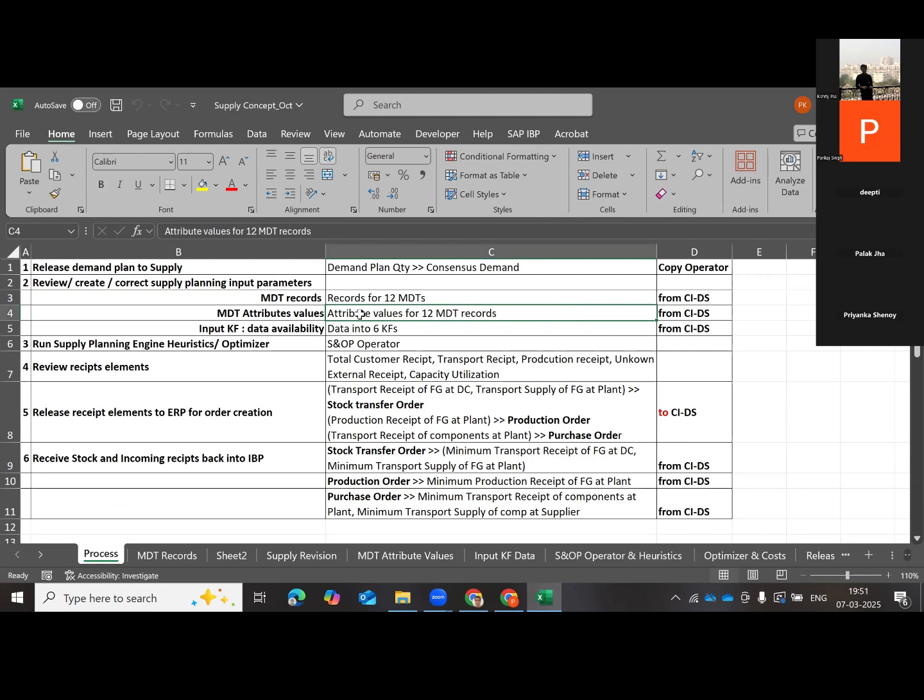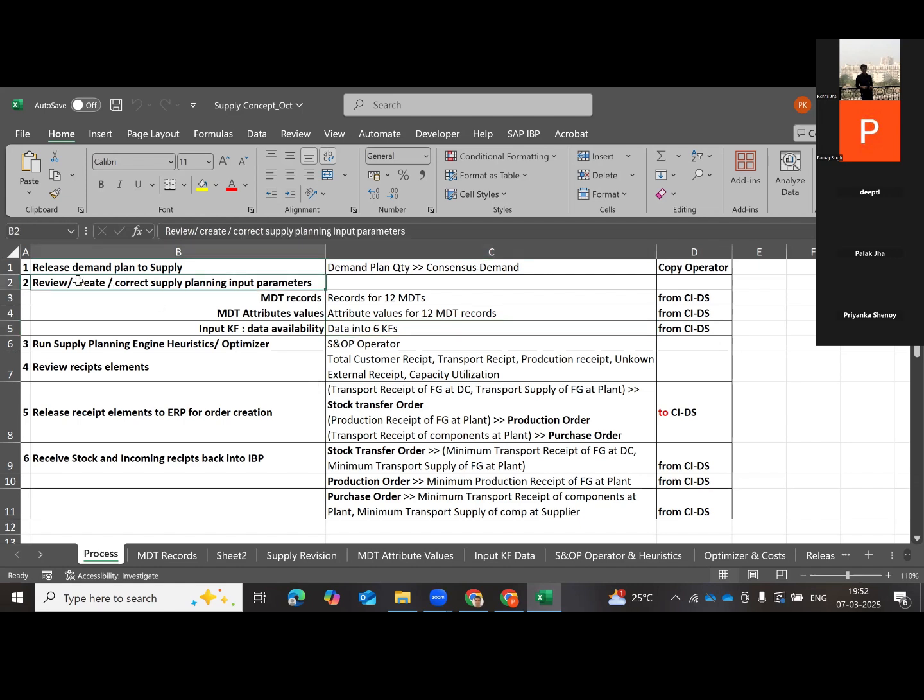Lot size is the other one, which has an impact on the output of supply planning, which is your total customer receipt, transport receipt, and production receipt. These are the outputs of supply planning. So when we run the supply planning, these key figures get populated, and also the capacity utilization percentage. That is also an output of supply planning. So there are attributes within these master data types which have an impact on the output key figures of supply planning. And then there are some input key figures for supply planning. One of them is consensus demand, another can be independent demand. So these things are there.